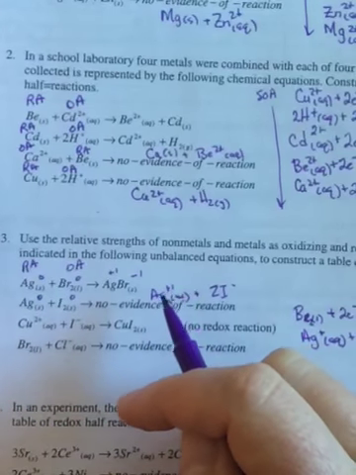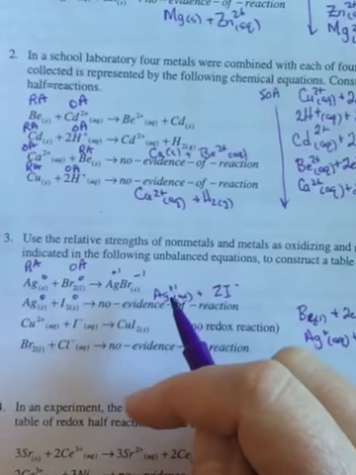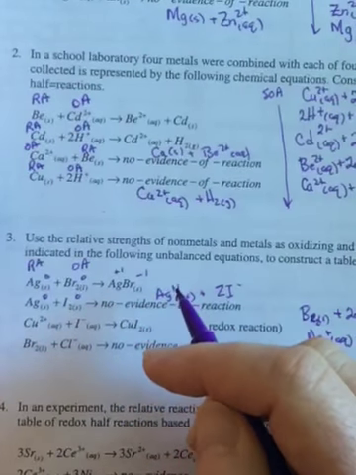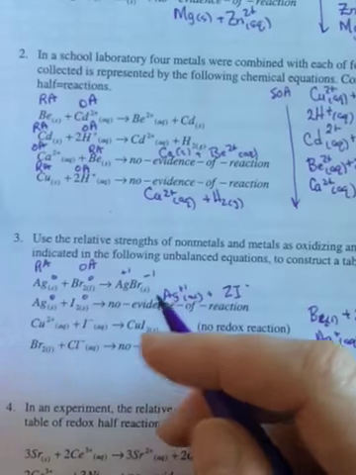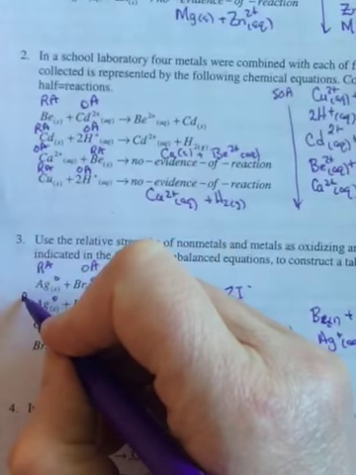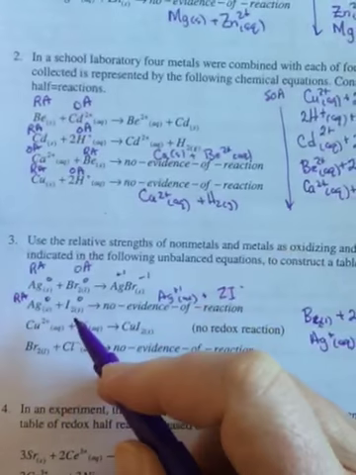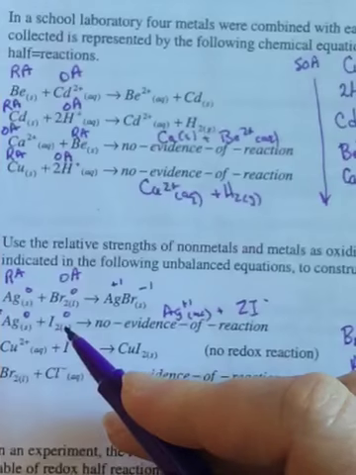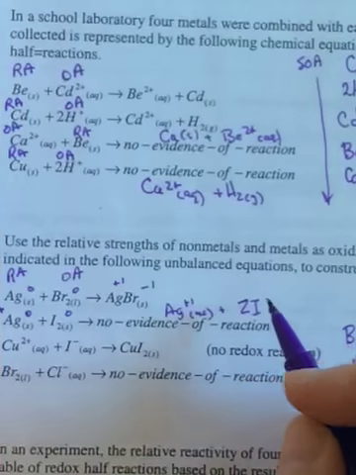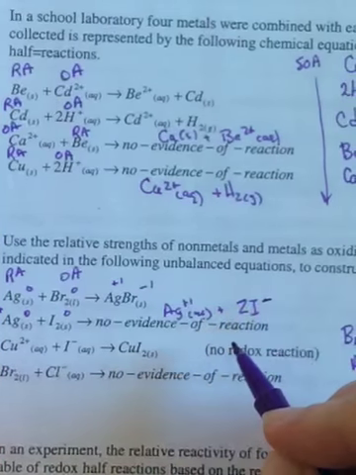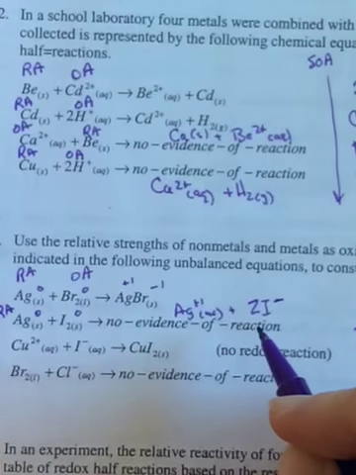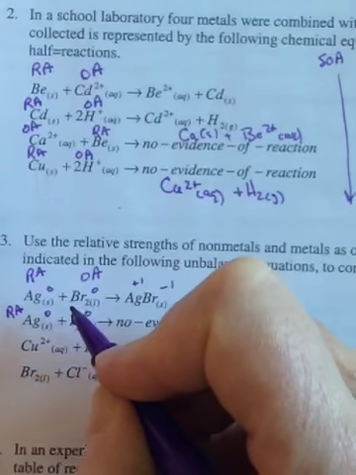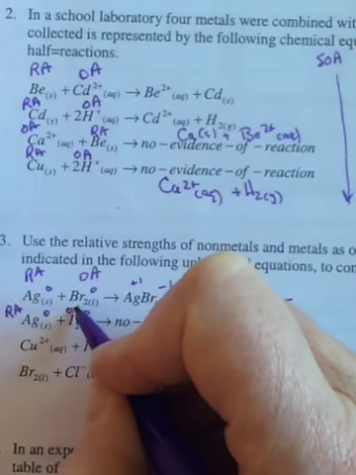Silver metal would be going to silver ion by losing an electron, and if it's losing an electron, it means it's being oxidized, and if it's being oxidized, it means it's the reducing agent. Whereas iodine, another diatomic atom, would be going to iodine with a -1, so it would be gaining an electron, which means it's being reduced, which means it's the oxidizing agent.